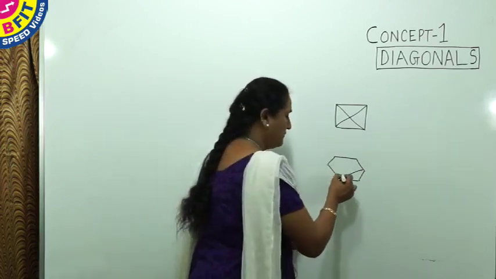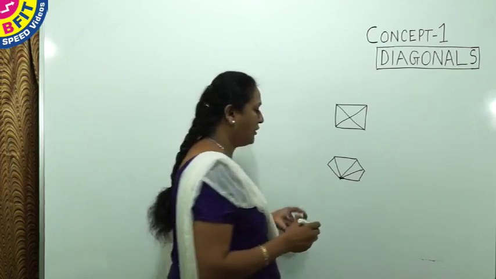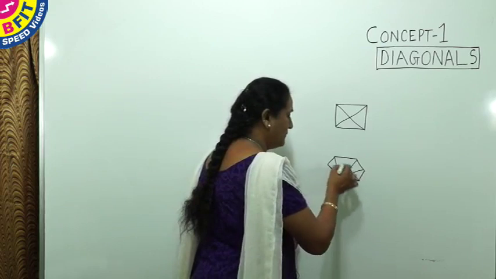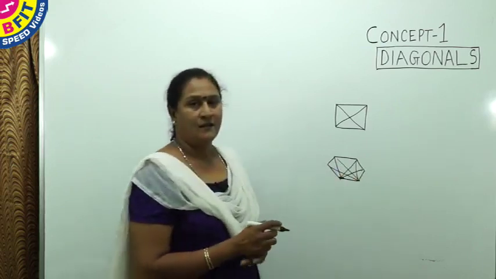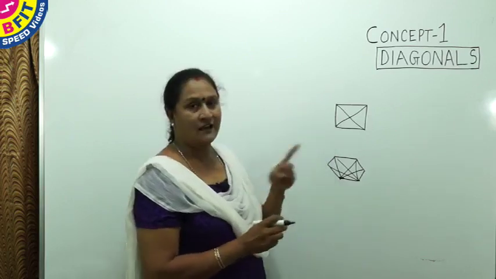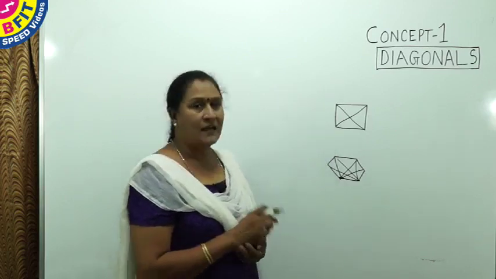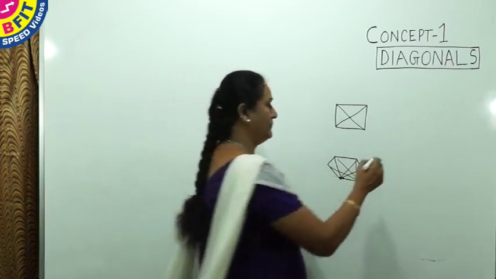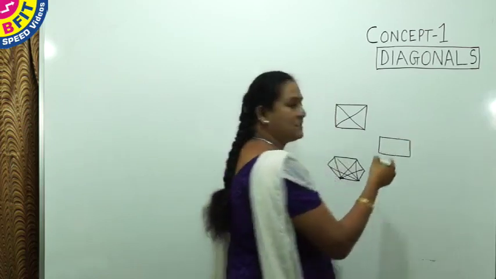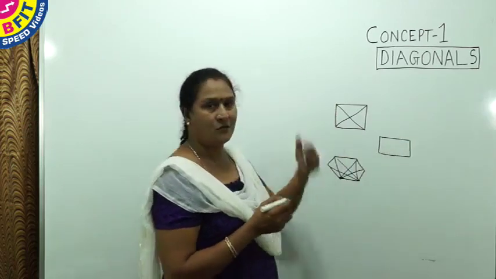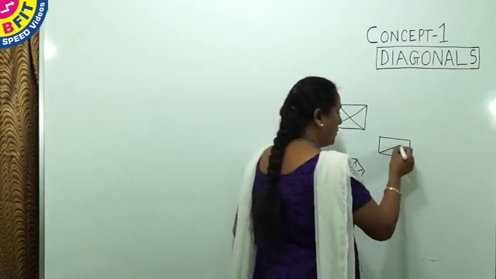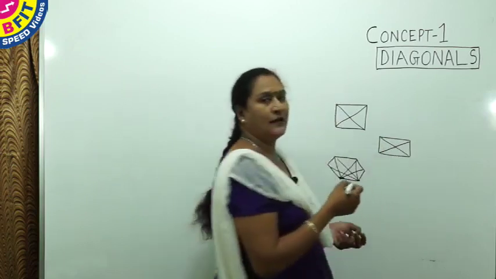So from here we can draw 3 diagonals, and from this vertex also we can draw diagonals. So these are all the diagonals for a hexagon. For a square we have 2 diagonals. And how many diagonals are there for a rectangle? A rectangle is a quadrilateral where opposite sides are the same. A square is a quadrilateral where all sides are the same. So for a rectangle also there are two diagonals.